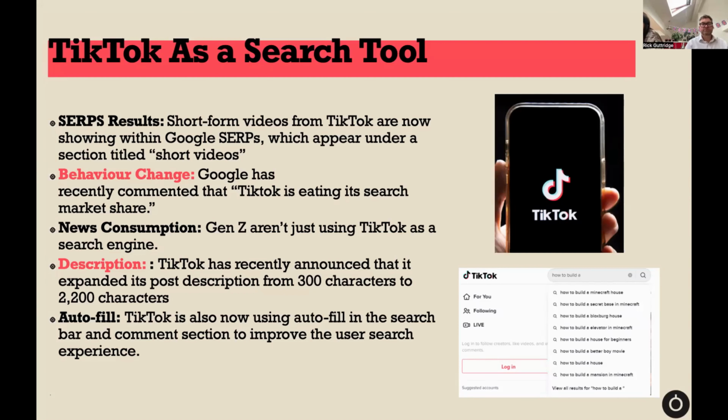TikTok content has recently started to appear in SERP, so search engine results pages on Google. Short-form videos from TikTok are showing under a section on Google titled short videos, and videos are ranking for non-branded terms, so things like homemade pizza, rather than people searching branded terms like TikTok video on homemade pizza. So this is a great opportunity to be optimizing your content.